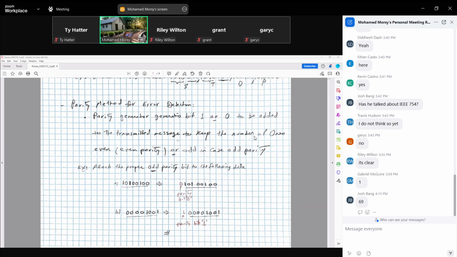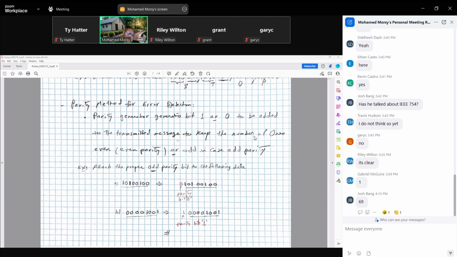So based on this method, the protocol between the transmitter and the receiver assumes odd parity. So what happens? When we type the message or send the message, there is an algorithm in the system that counts the number of ones.